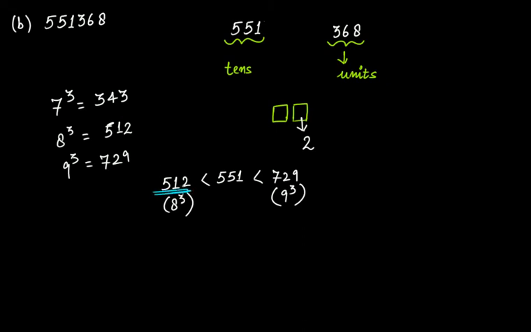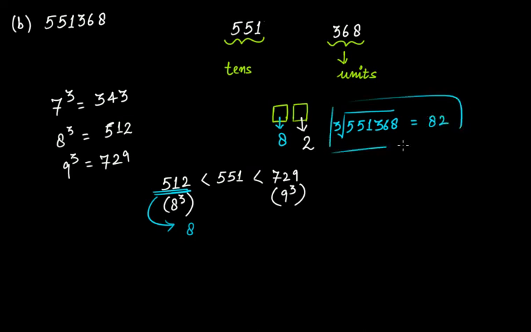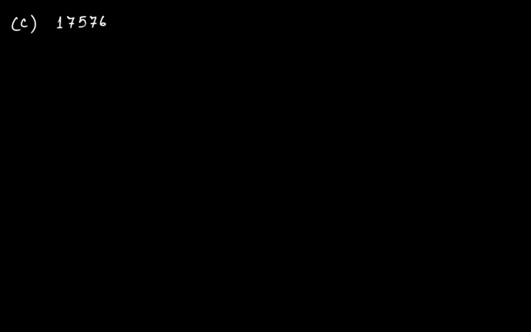So this is 512. What's the cube root of 512? The cube root of 512 is 8, because 8 cubed is 512. So at the tens place you will get 8. Therefore, the cube root of 5,51,368 is 82. This is the answer. One more example.